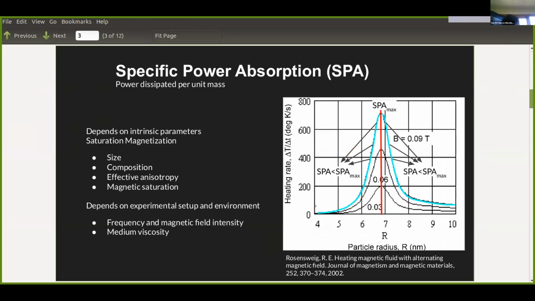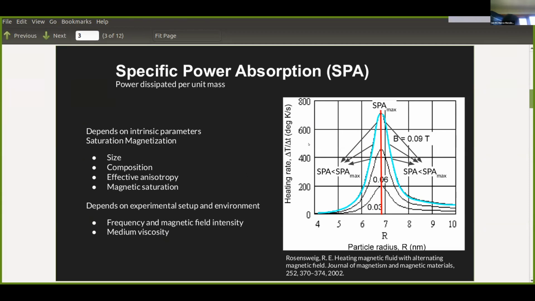To determine the heating efficiency of nanoparticles, we use the specific absorption rate, defined as the power dissipated per unit mass of the material. The power absorption depends on intrinsic parameters of the magnetic nanoparticles, such as the size, the composition, the effective anisotropy, magnetic saturation, and also on characteristics of the experimental setup and the medium in which they are found, such as the frequency and strength of the magnetic field and the viscosity of the medium. Bearing this in mind, there is an optimal combination of the parameters for which the power absorption is maximum.